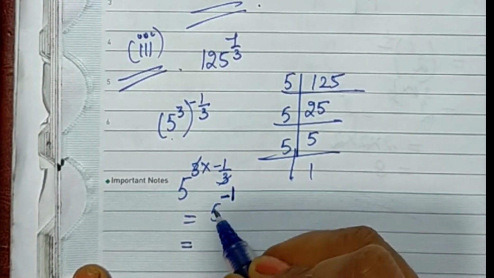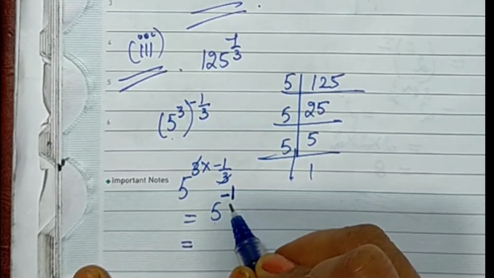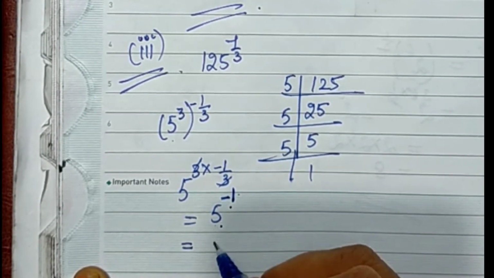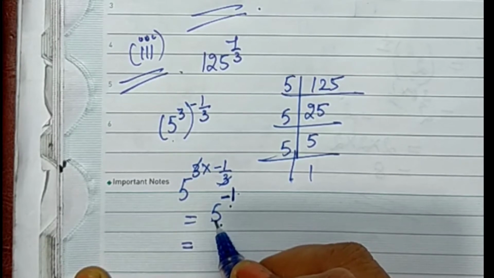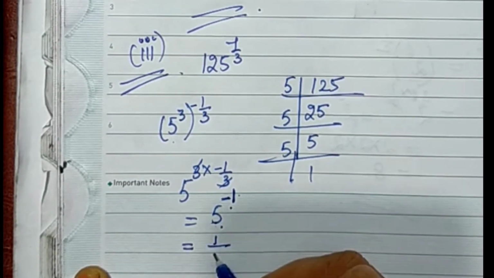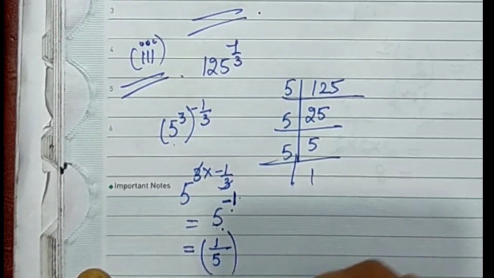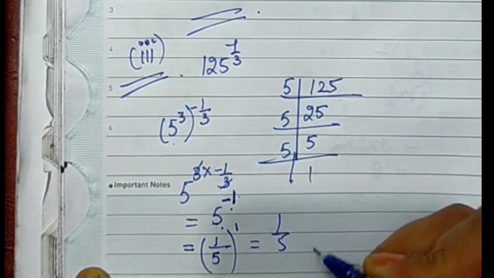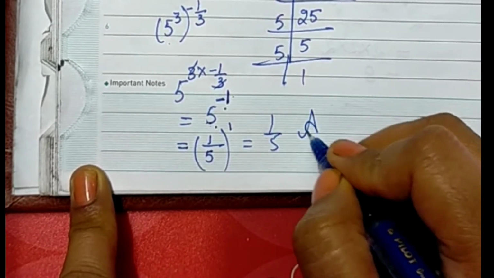According to the law, if any base is having negative power, we will be taking the reciprocal of the base to make the power positive. Here the base is 5, or you can say 5 over 1, and the reciprocal of it will be 1 over 5 raised to power 1. That means 1 over 5 will be the required answer.